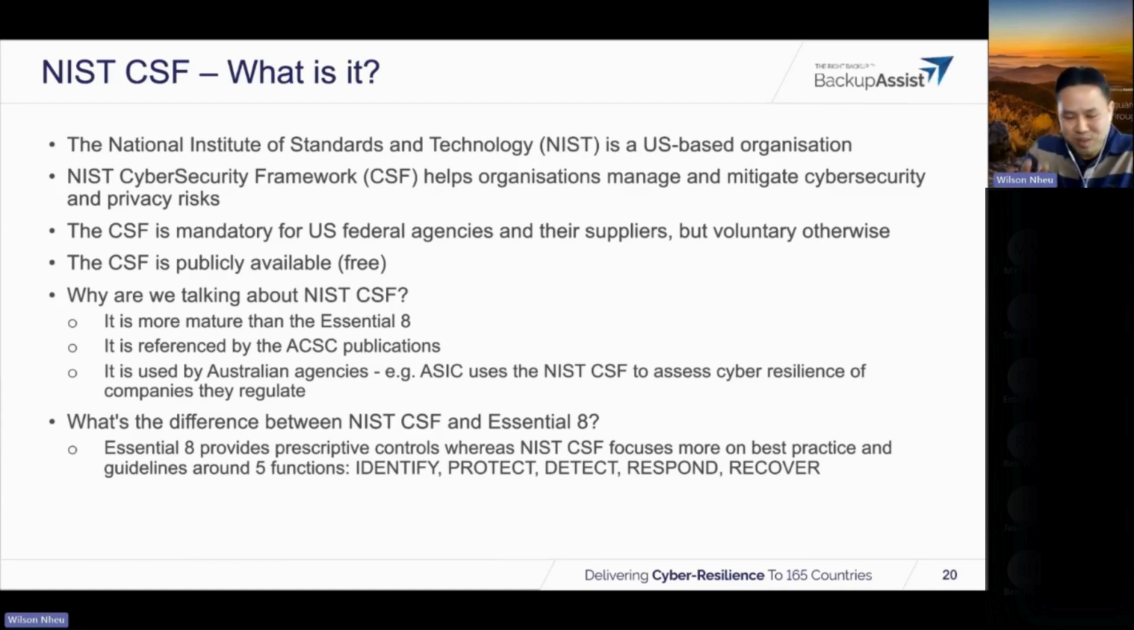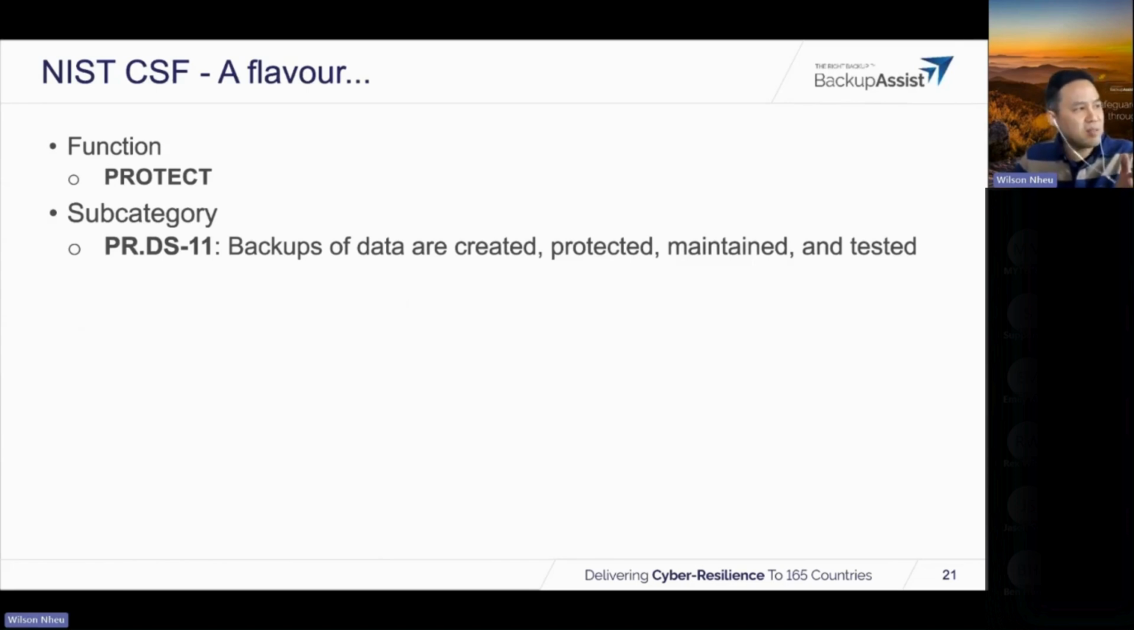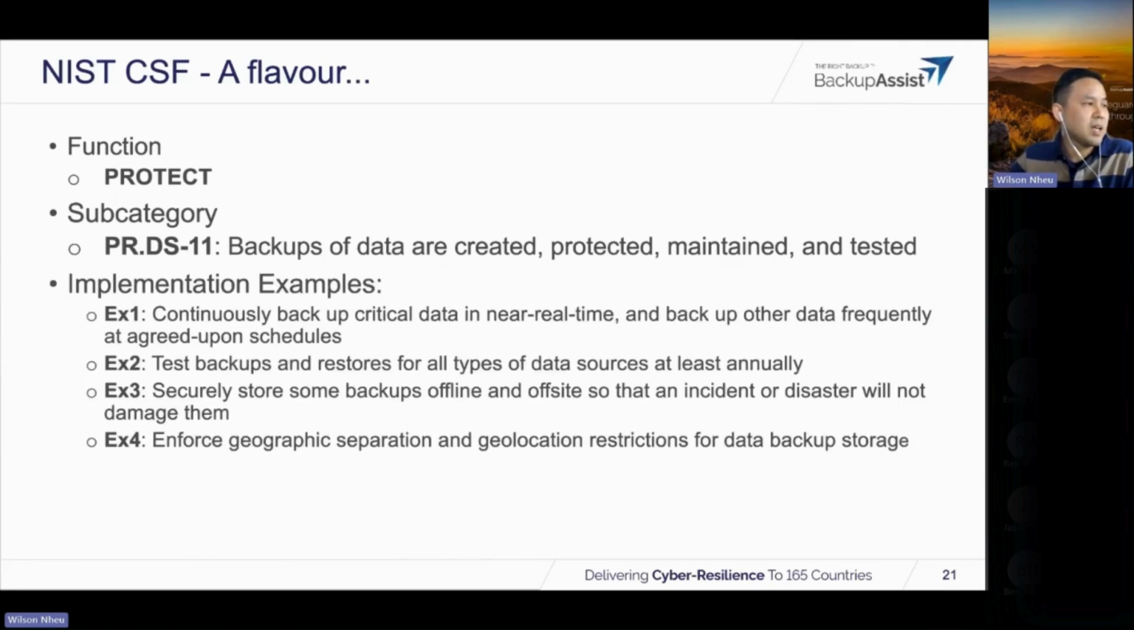Now, I won't try to bore you or inundate you with details about all of them, but I'll just give you a quick flavor with one such example. So, for example, the function Protect, the subcategory of that function, this PR.DS-11, is about backups of data being created, protected, maintained, and tested. And then here's the implementation example below. I won't read through it, but you can at your own time.